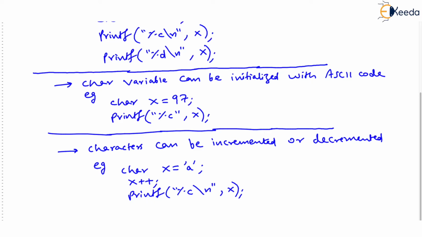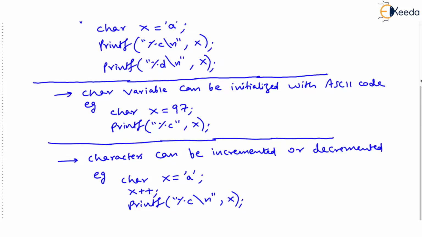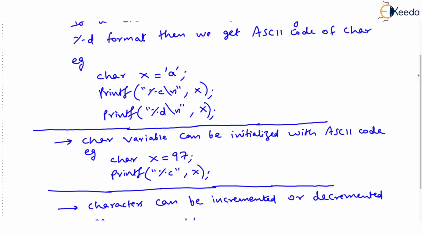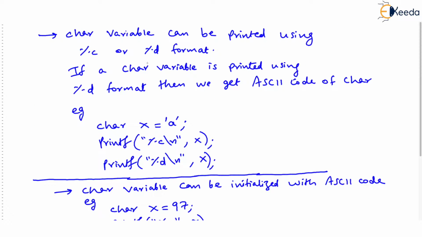Okay, let's try to understand it more. Just check this. This will be very interesting. Check that we can print char variables. You know, whenever we print char variables, we use the %c format. But we can print char variables in %d format also. You know, %d is used for printing integers. But if you have a character variable and you want to print its value, you can use either %c or %d.